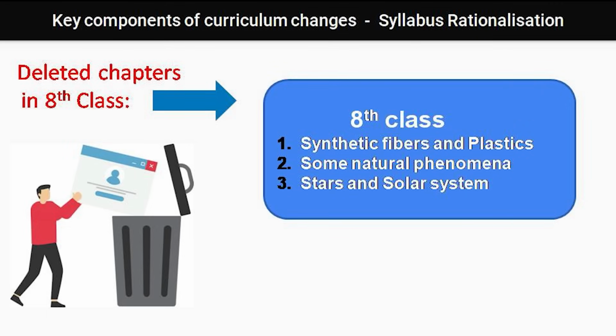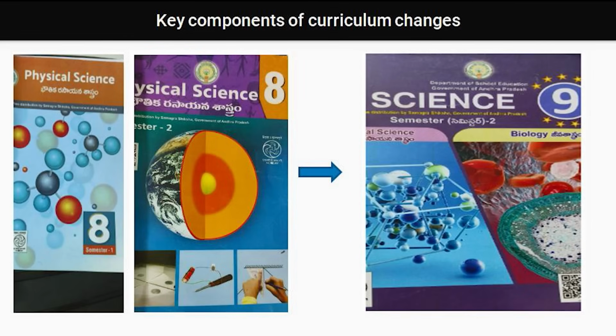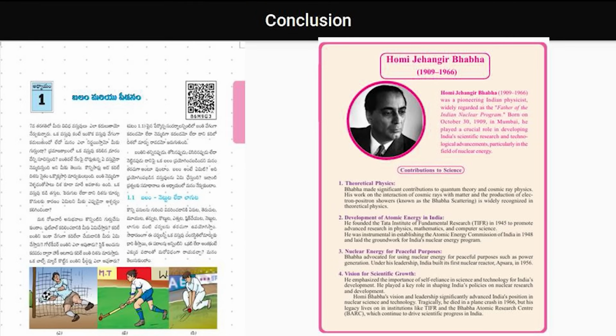And if you observe, previously in the 8th class syllabus, there were 11 lessons. Among the 11 lessons, we deleted 3 lessons for this academic year, because NCERT has already deleted these 3 chapters, which are not required for 8th class. That's why we also deleted these 3 chapters in the textbook, that is synthetic fibers and plastics, some natural phenomena, and stars and solar system. Utilize these changes in the curriculum and these modifications in your regular practice, and it will help a lot for you as well as for the students. Thank you one and all.